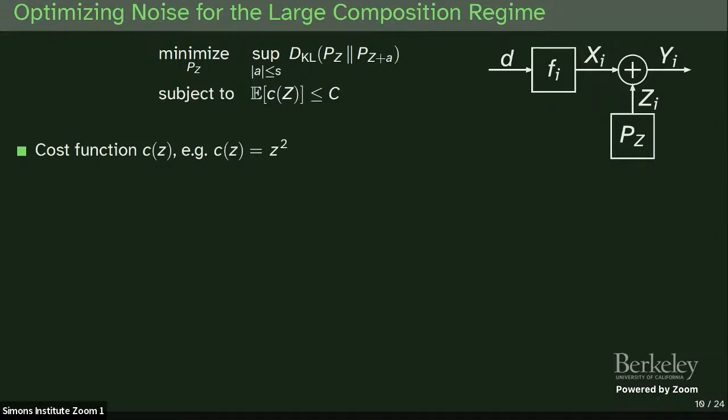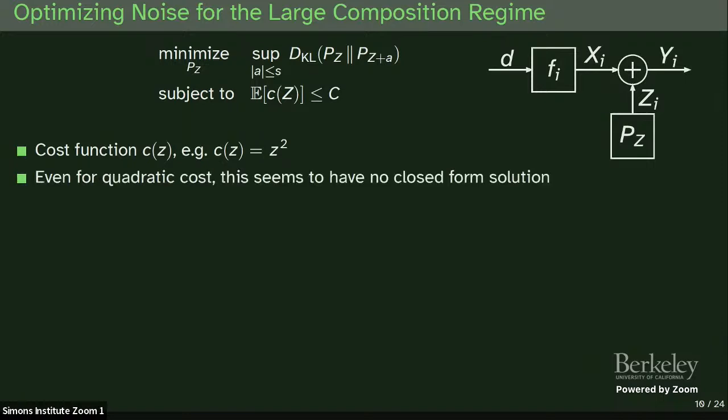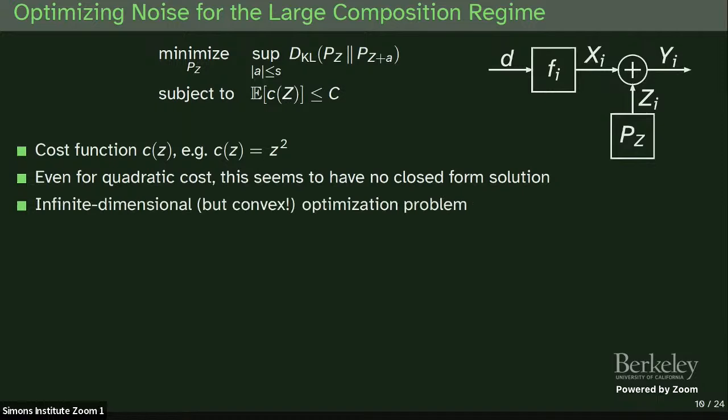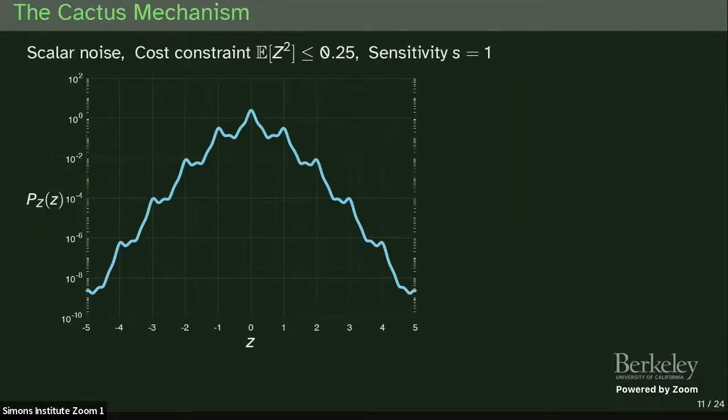So the first time I saw this optimization problem, I thought it looked a lot like a rate distortion kind of problem from information theory. So I assumed that the answer would be Gaussian. But it's actually not. It's different in an important way because this isn't the mutual information. This is a KL divergence between two distributions, which are shifted by some sensitivity parameter. So it seems like even for quadratic cost, this has no closed form solution, as far as we were able to come up with. And it's an infinite dimensional optimization problem, although it is convex. So we were able to solve it numerically just by applying a quantization scheme. And what we find is that the solution to this has this really funky shape.